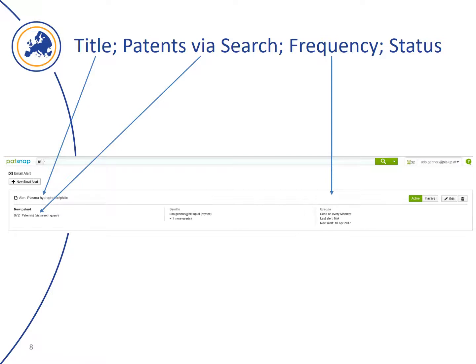And you see in this field the setup is sent to my own email address and to one more user, which is the email address of the client. And you also see here that the status of the email alert is active. You can also then turn it inactive, for instance, if your client asks for it or is not interested anymore.